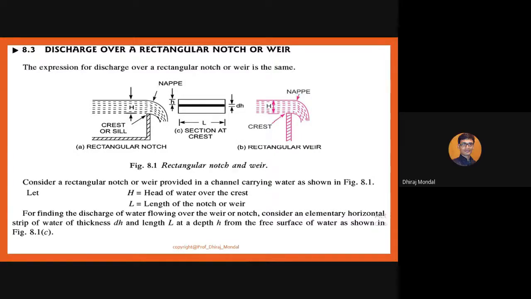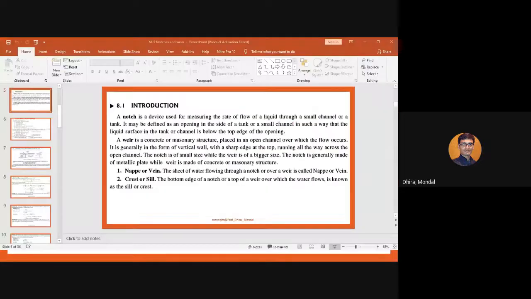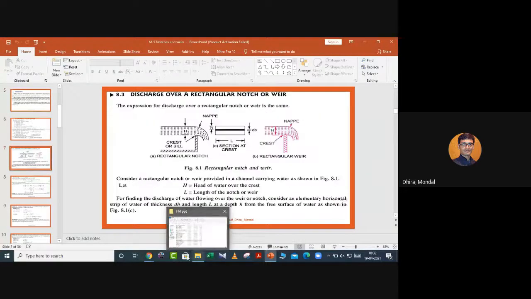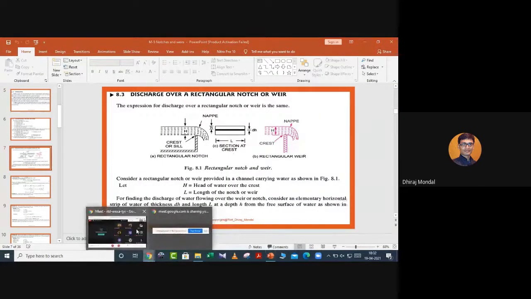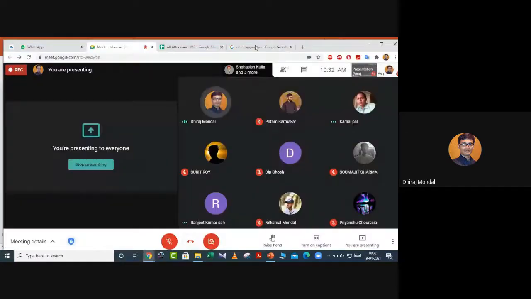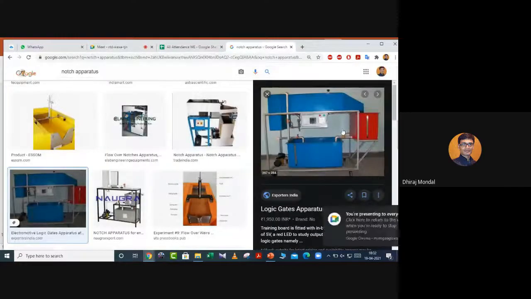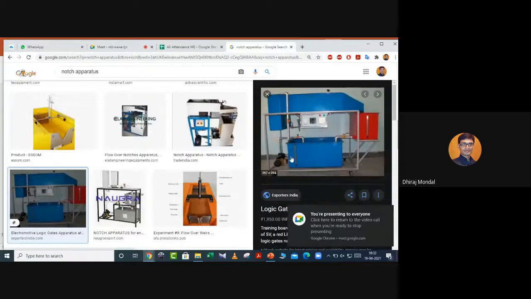Actually, here you can see the discharge over a rectangular notch or weir. Here you can see how we can calculate the discharge of a rectangular notch. Before proceeding with this discussion, first of all let us see what exactly the shape of the notch is that I am going to show you. You can see here in this arrangement, this arrangement is your notch apparatus.